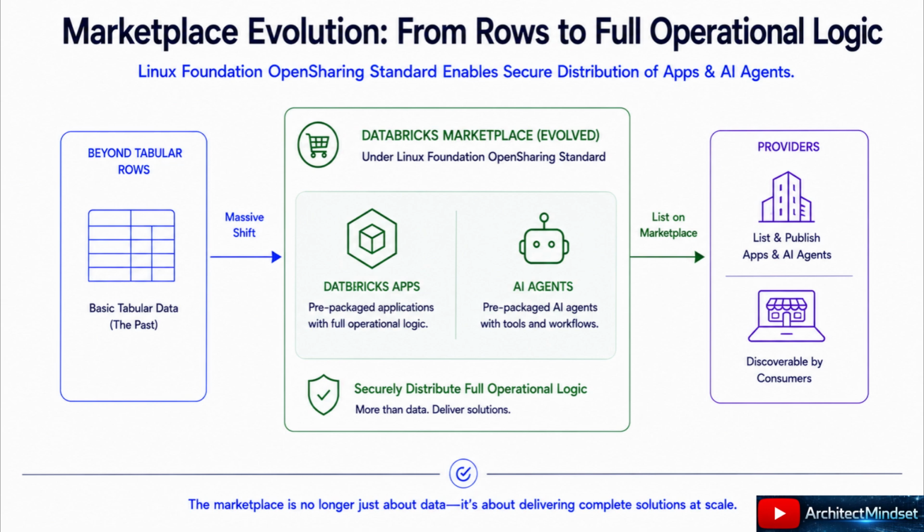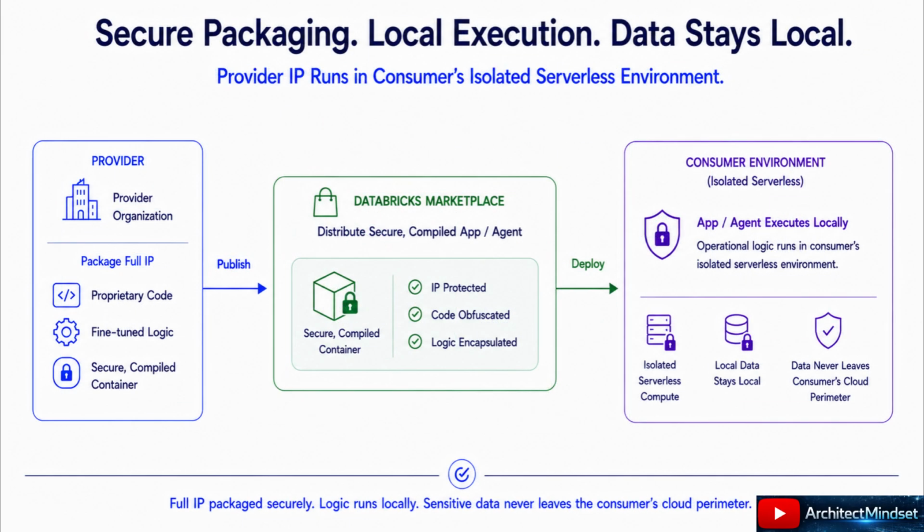The massive shift showcased at this year's Data + AI Summit is that the marketplace has evolved far beyond basic tabular rows. Under the newly expanded Linux Foundation Open Sharing Project standard, you can now securely distribute full operational logic. Providers can list pre-packaged Databricks apps and AI agents directly on the marketplace. Providers package their full intellectual property, proprietary code, and fine-tuned logic into secure compiled containers.